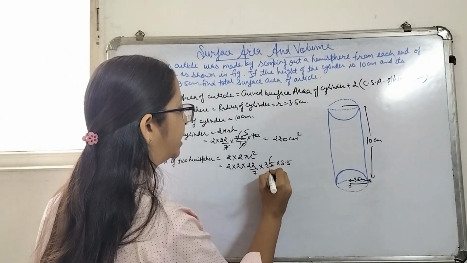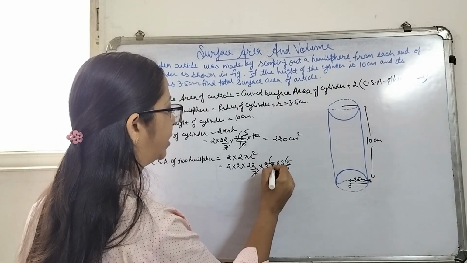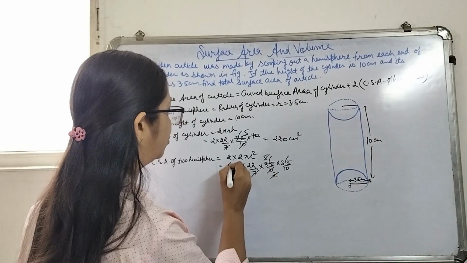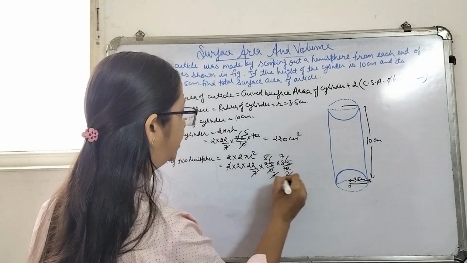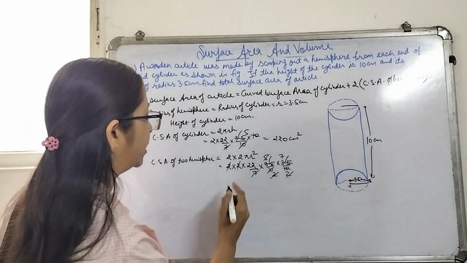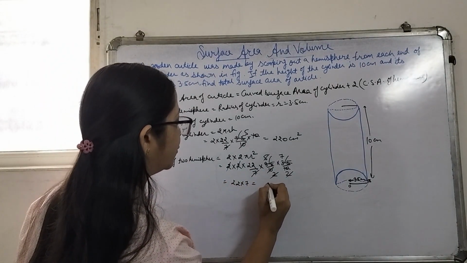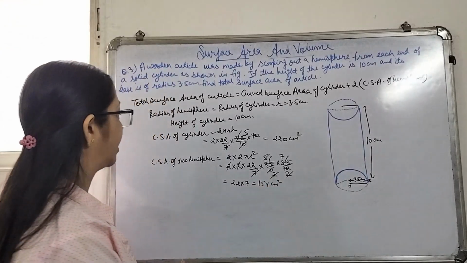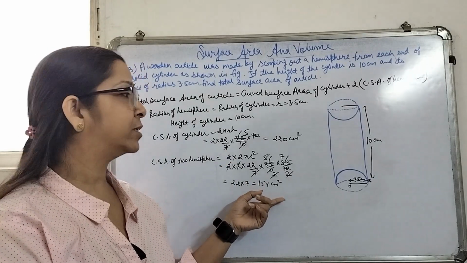When we remove the decimal, 10 will come in the denominator. Now 7 times 5 is 35, 5 twos are 10, 2 cancelled. Again 7 times 5 is 35, 5 twos are 10, 2 cancelled. So remaining is 22 multiplied by 7, which is 154 centimeter square. So the curved surface area of 2 hemispheres is 154 centimeter square.